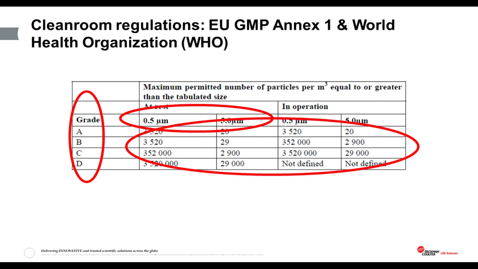And you can see there are 4 grades here of clean room, from the very cleanest grade A to the dirtiest grade D. And you can see that the European GMP calls for 2 particle sizes to be measured, both 0.5 and 5 microns. Now, this is the same the world over, because the World Health Organization follows the same. And the only difference is the North American cGMP, which only calls for 0.5 micron particles to be measured and reported.